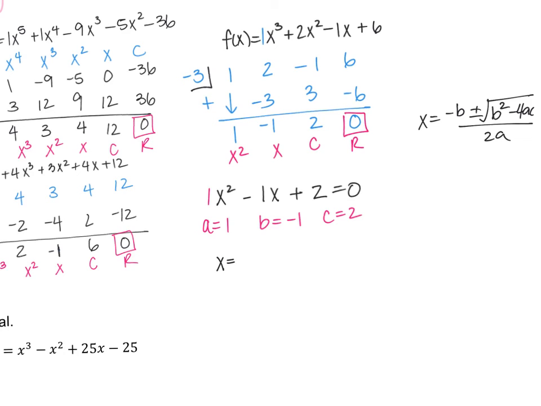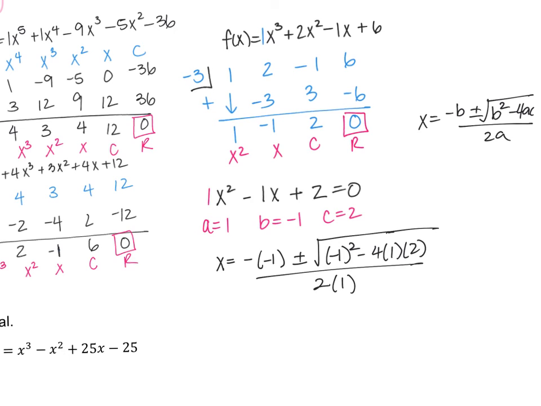So it looks like my x is going to be negative 1, my b, plus and minus the square root of b squared, so negative 1 squared, minus 4ac, so 1 times 2, all over 2 times a, which is 1. So if I try to clean this up, the two negatives will become a positive, and then cleaning up inside the root, there's a negative 1 that gets squared, so that becomes a positive 1. And then 4 times 1 times 2 becomes an 8. I'll just drop down that negative sign that's between them. The bottom ends up just being a 2 because 2 times 1 ends up being a 2.